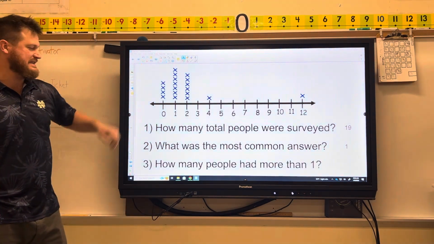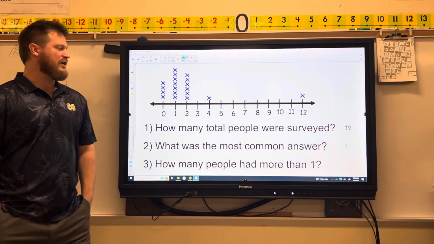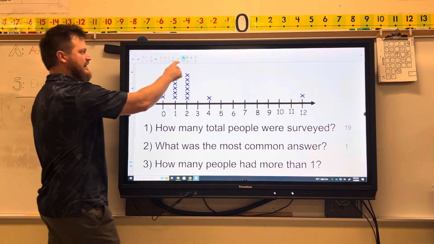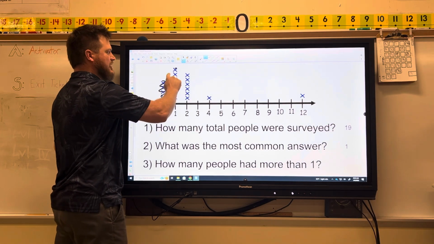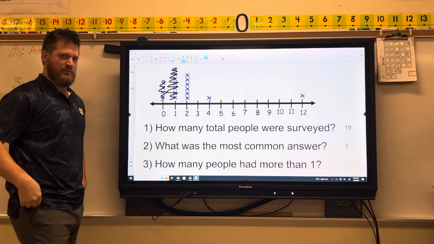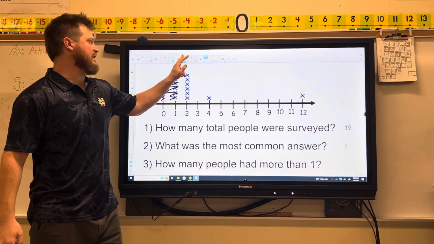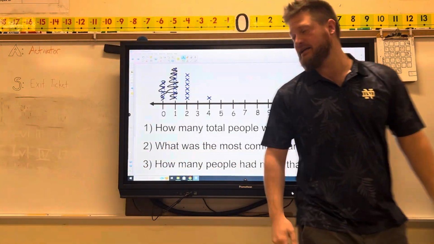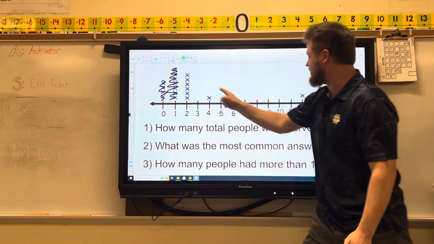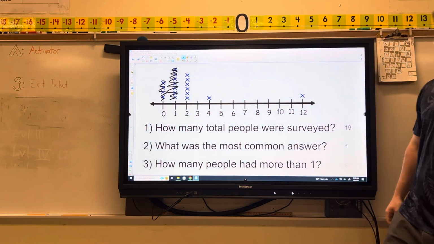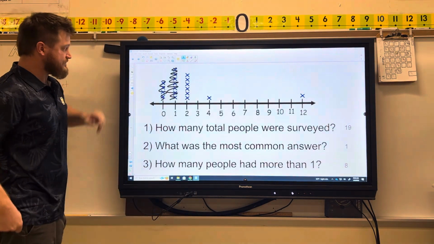Last but not least, how many people answered more than one? So that means this column and this column doesn't matter because those two are not more than one. 2, 4, and 12 are more than one. So you count the number of X's that are all greater than 1 here, and then do this column, that column, that column. You count them all up, and that would give us 8 total X's, aka 8 total responses.